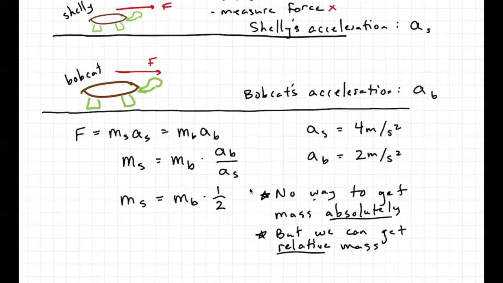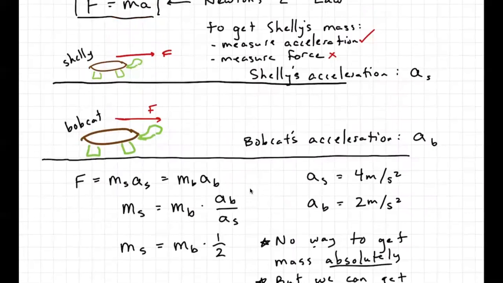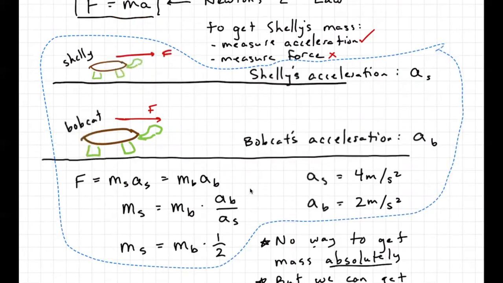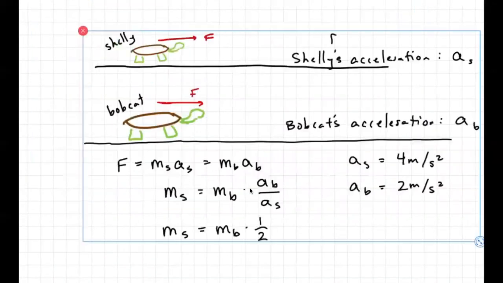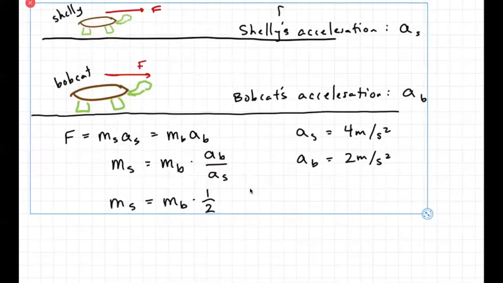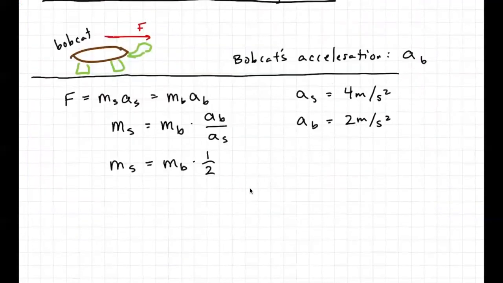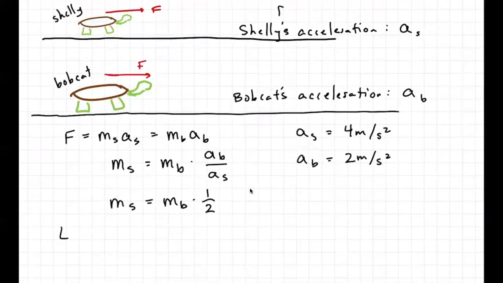So let me go to the next page. Well, let me copy all this and we'll go to the next page. All right, so back to the problem. We can't get mass absolutely unless we pick something. So let's choose.